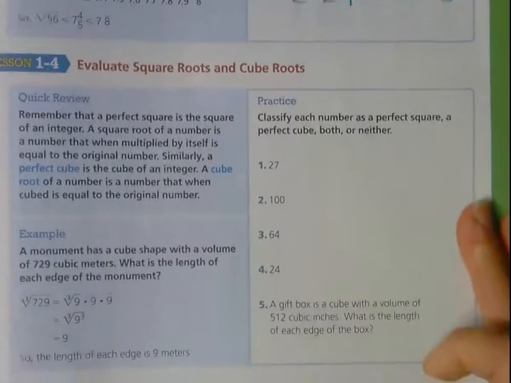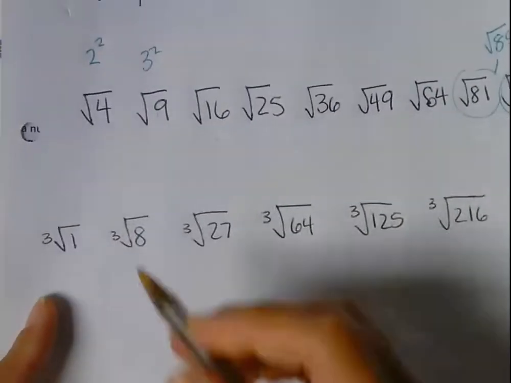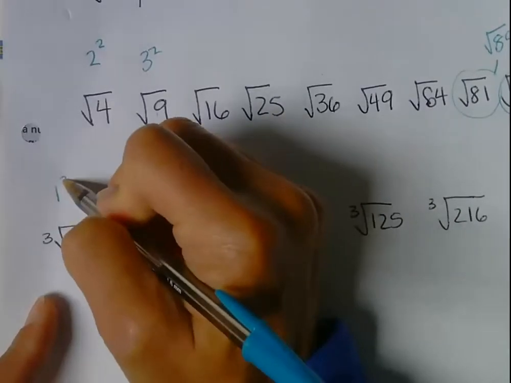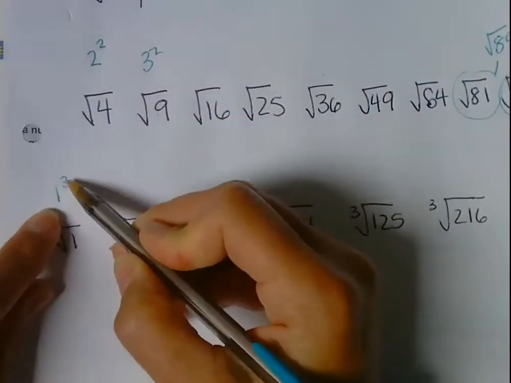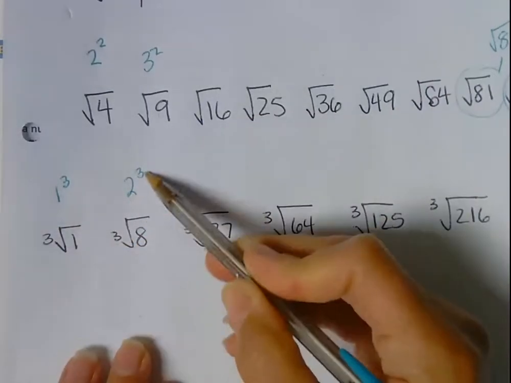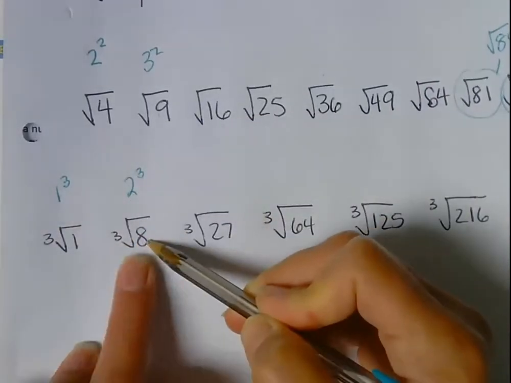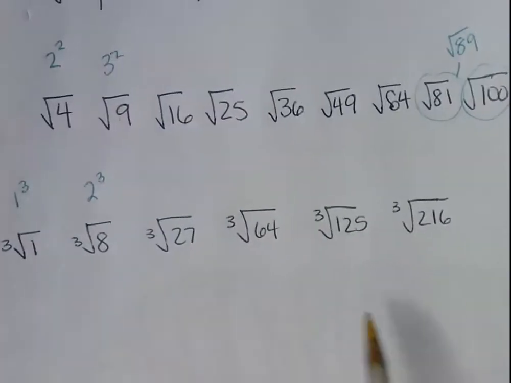Alright, the next one, we are looking at our perfect squares and perfect cubes. So we already talked about the perfect squares. A perfect cube is a number whose cube root is an integer. So 1 times 1 times 1 is 1. 2 cubed, okay, 2 is an integer. When you cube it, you get 8. So 8 is a perfect cube. 27, 64. These are, I think, the only ones I have memorized.